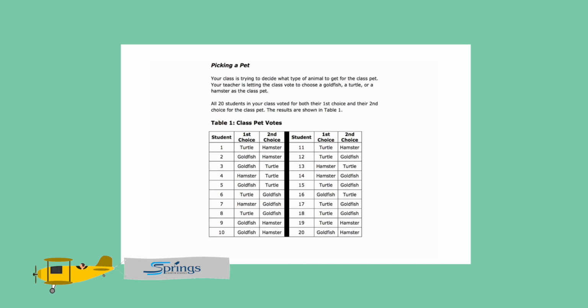Picking a pet. Your class is trying to decide what type of animal to get for the class pet. That sounds fun. Your teacher is letting the class vote to choose a goldfish, a turtle, or a hamster as the class pet. All 20 students in your class voted for both their first choice and their second choice for the class pet, and the results are shown in table one.